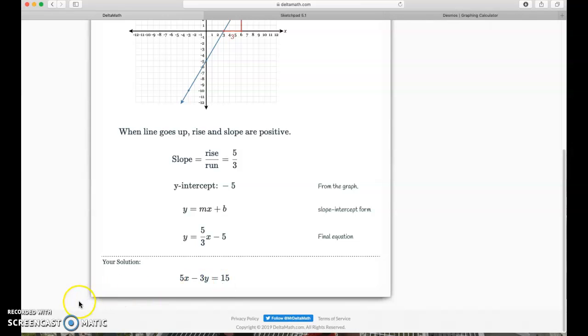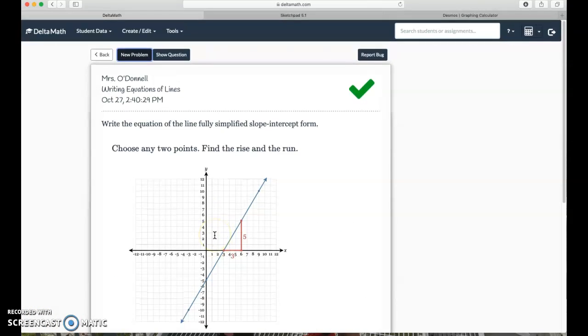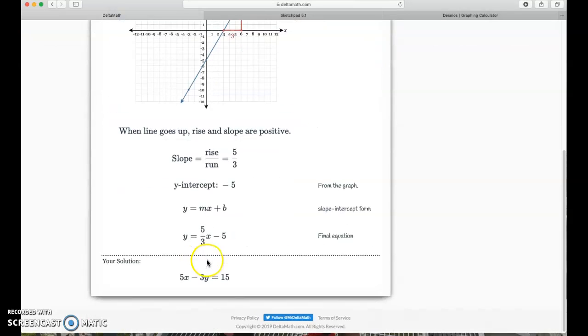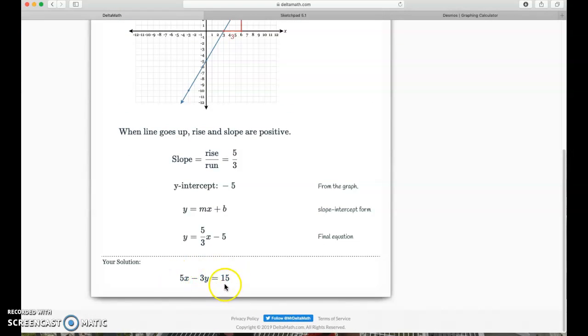Okay. All right. Thanks for listening to me do math with my son. If you have any questions, slope-intercept form is definitely the easiest to do from a graph, but you can also come up with standard form pretty quickly and easily.